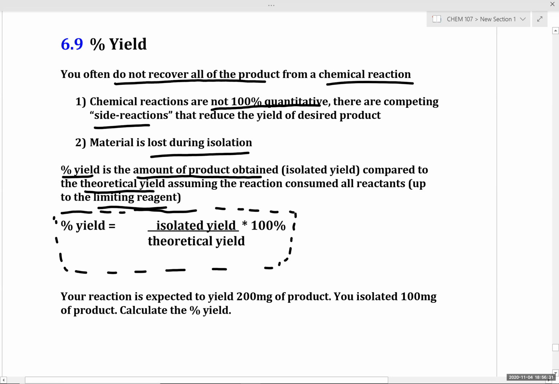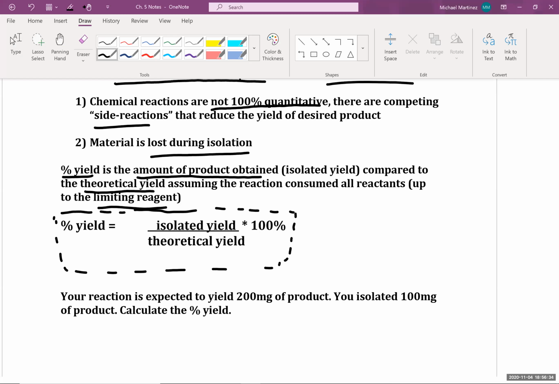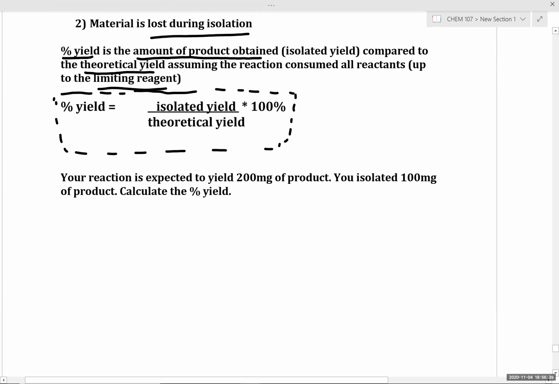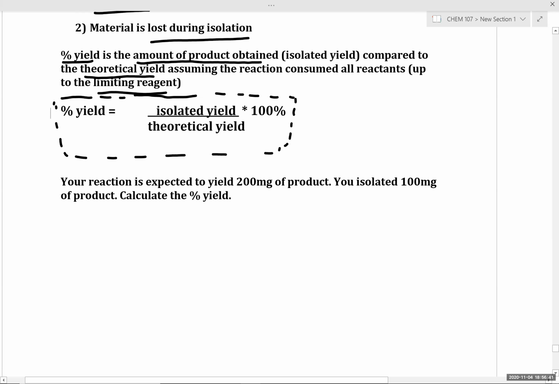So to showcase percent yield calculations in their simplest form, if a reaction is expected to yield 200 milligrams of product and you isolate 100 milligrams, how would we calculate percent yield? Well, looking at our equation, percent yield is the isolated yield over the theoretical yield. So what is the isolated yield in this case?